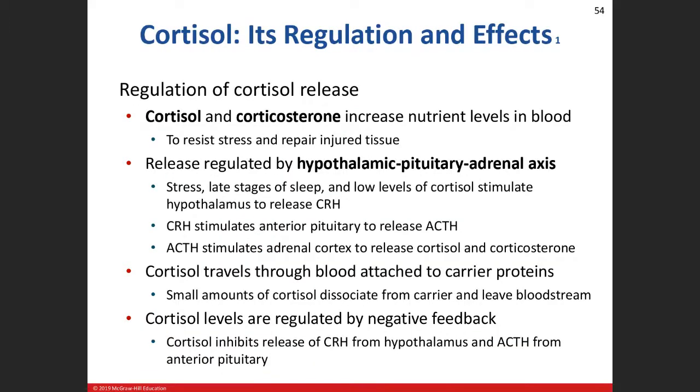All right, so how do we regulate cortisol? Our stress hormone.